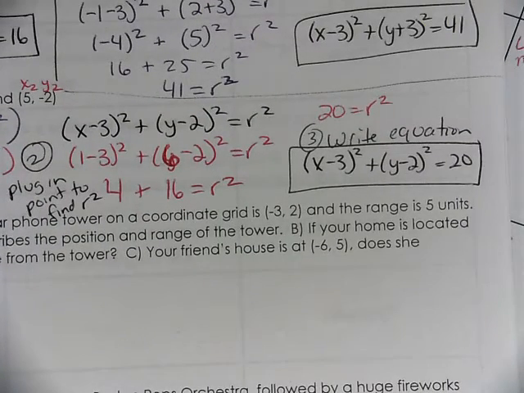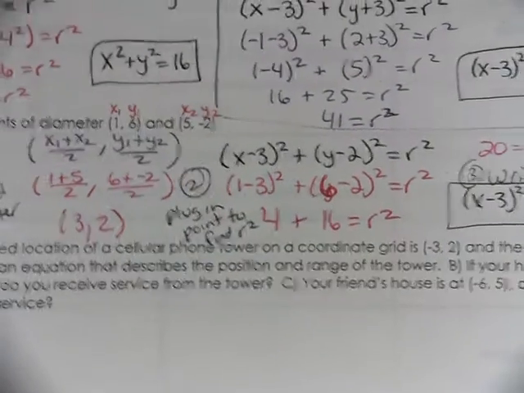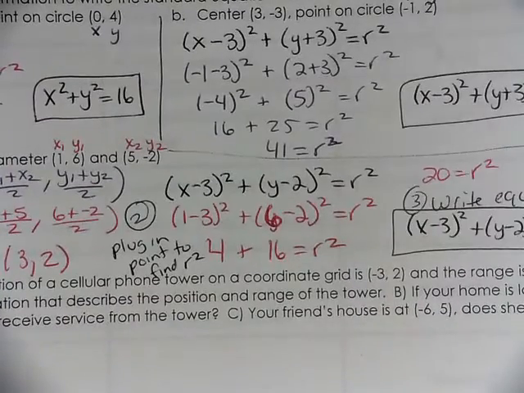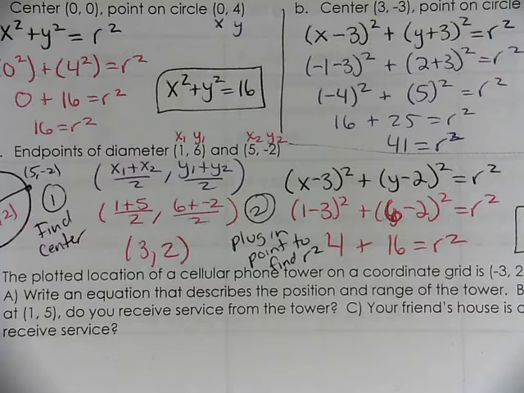Okay. So yesterday you got the easy kind. Today they were a little more difficult. On your quiz, there's probably 2 of these. One with the center and the point, and then one with the 2 diameters. Questions, questions, questions.